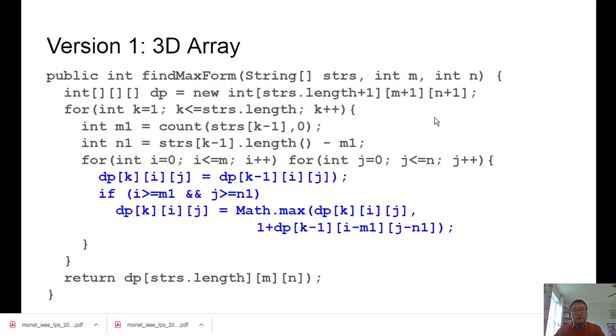So let's look at a little bit of the complexity here. This will be m times n times the length of the array. For this question that is 100 times 100 times 600, so that's totally acceptable.